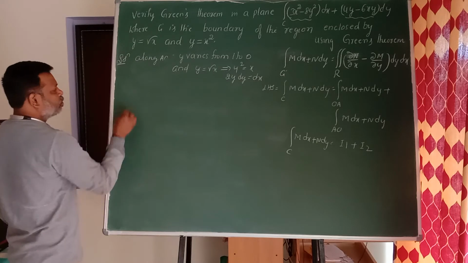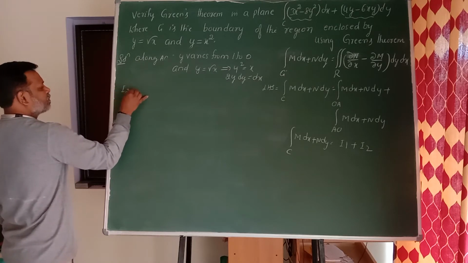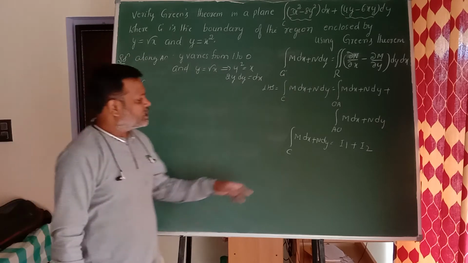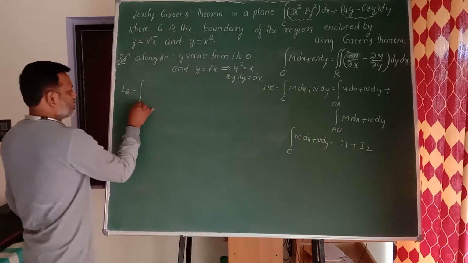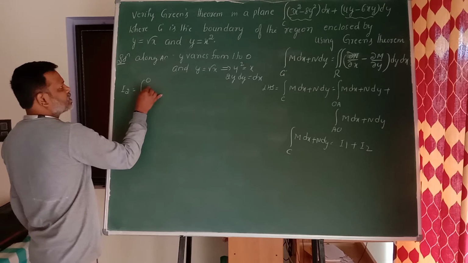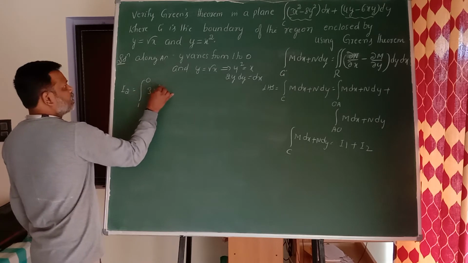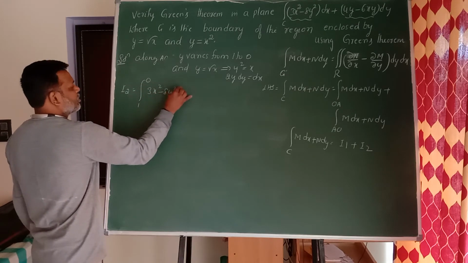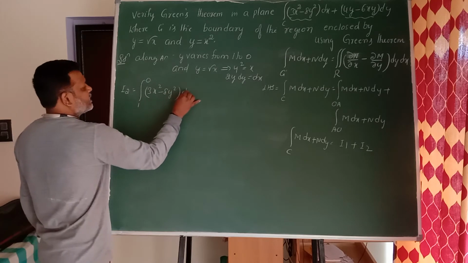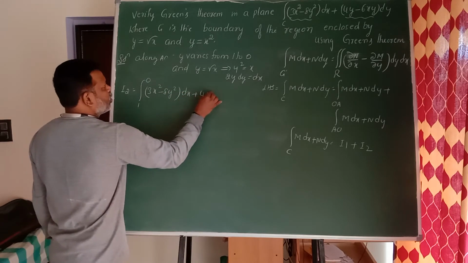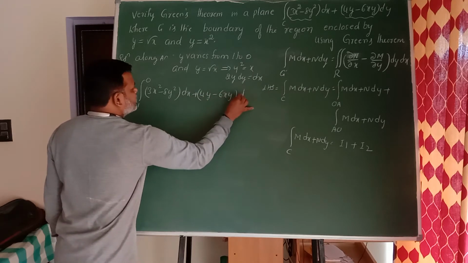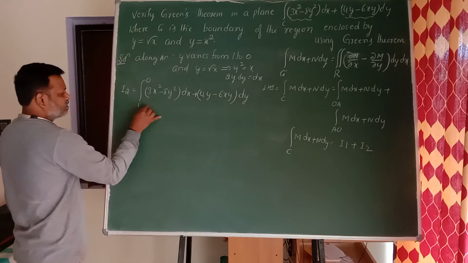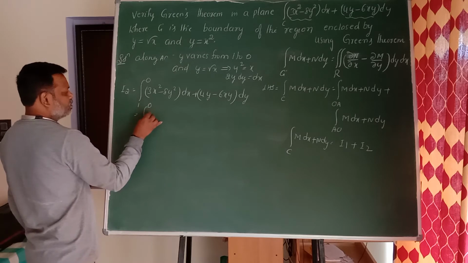Now I2 becomes the second integral, which is nothing but AO, from 1 to 0. M dx is (3x² − 8y²) dx, and N dy is (4y − 6xy) dy. Now just substitute the values here, from 1 to 0.